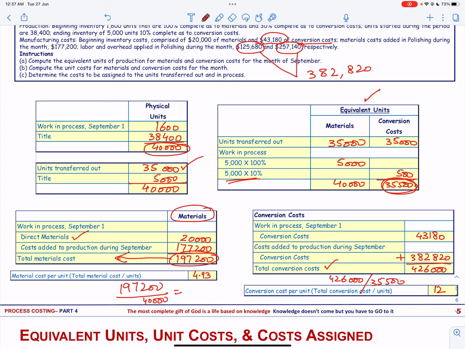So we have computed the equivalent units of production for materials and conversion cost for the month of September. We have calculated the unit cost for materials and conversion cost for the month of September, and we move on to part C. Determine the cost to be assigned to the units transferred out in the process, and we will be solving this on the next slide, but we are going to take the information from this slide as well.